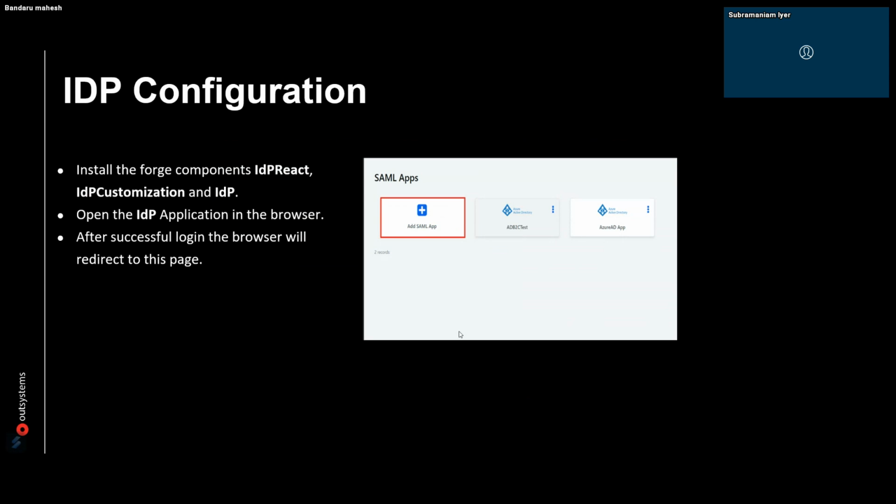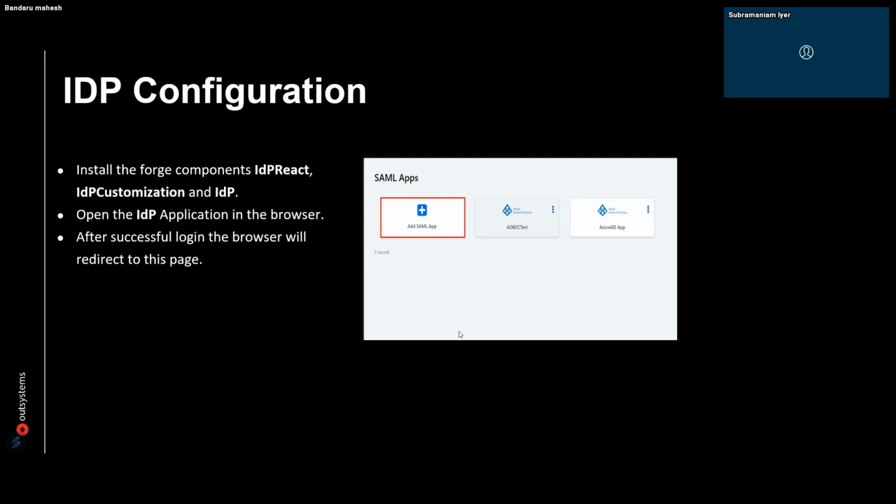For that we have to install the Forge components: IDP React, IDP customization, and IDP. The IDP is an actual traditional application, so IDP React will navigate from traditional to React. In the IDP customization, all the logic for creating and updating the user details coming from Azure to OutSystems is handled. You can change the customization logic at any time based on your business scenario.